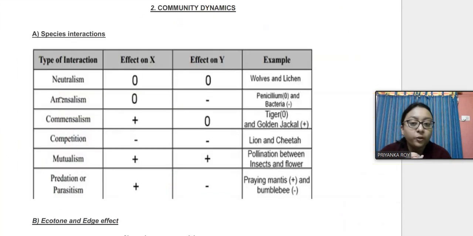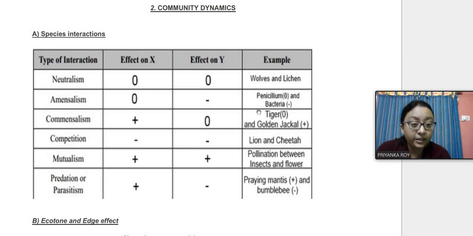The same goes for these kinds of examples as well. Like neutralism, 0-0, it's like wolves and lichen. Wolves are just roaming around and lichens are like mosses. They are not interacting with each other and neither is affected by the other's presence. The same goes for amensalism, like penicillium and bacteria.